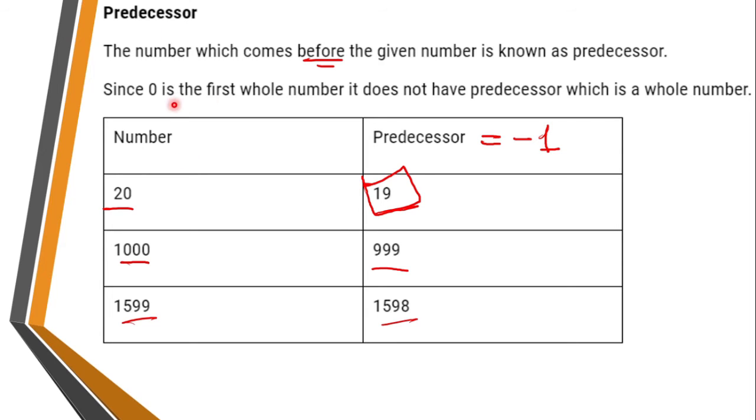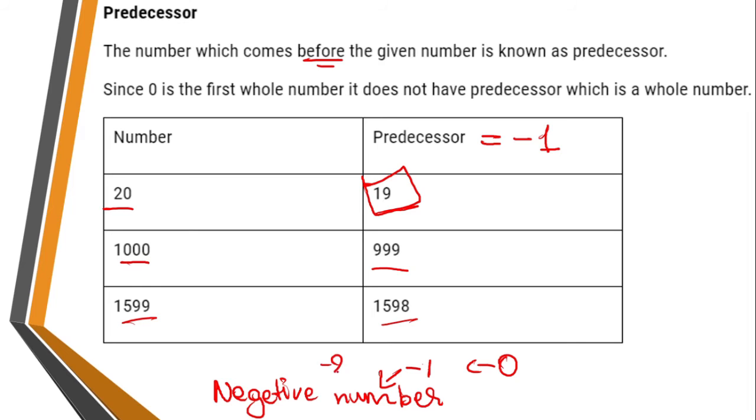Now, since 0 is the first whole number, you all know, right? Whole numbers start from 0 and 0 is the first whole number. It does not have a predecessor which is a whole number. But 0 has a predecessor actually, right? We have 0 and before 0, we have -1. And -1 is called a negative number. So -1 is a negative number. -2, -23 are all negative numbers, right? Yeah, it has a predecessor.